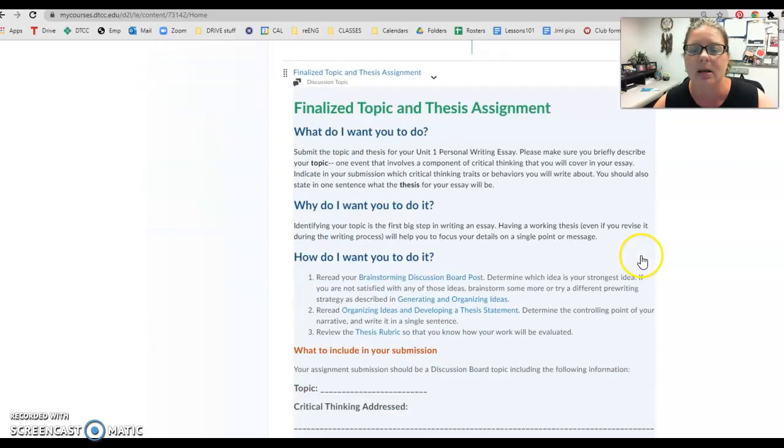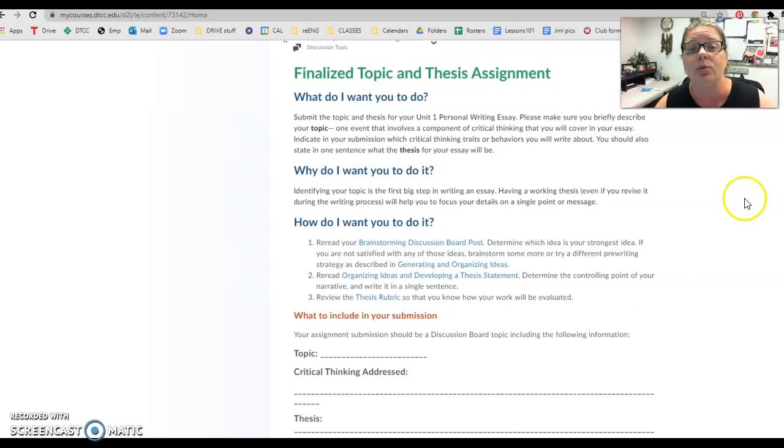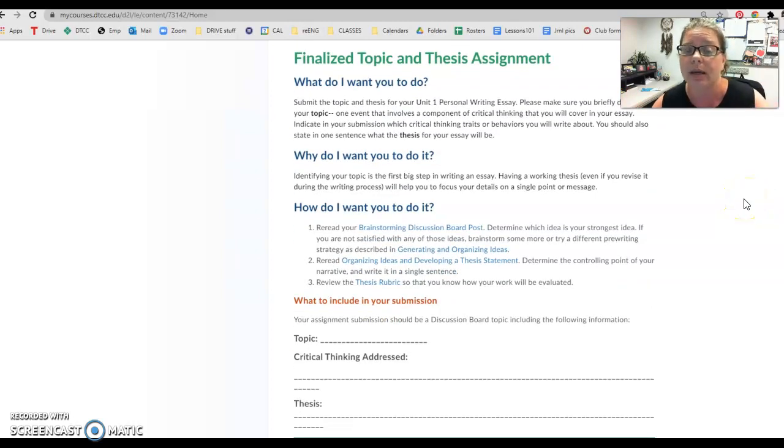In the second discussion board, you are actually going to narrow it down from 3 of those topics down to 1. Which one are you going to write about? And then you're going to tell me which ones of the critical thinking characteristics and behaviors you are going to be talking about in your essay. Tell me what story you're going to write, but tell me which ones of these critical thinking behaviors and characteristics are going to show up in this story. How does it tie into the theme?